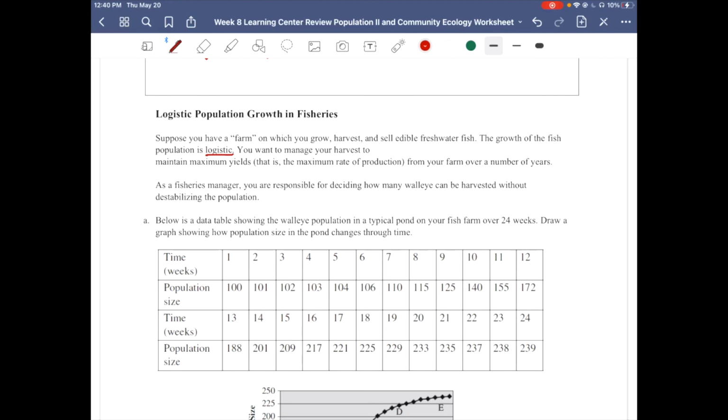As a fisheries manager, you're responsible for deciding how many walleye can be harvested without destabilizing the population. So it's essentially saying we want the largest population, and we want to be able to take the most individuals out of it to harvest without causing a collapse, without causing a huge decline that we can't recover from.